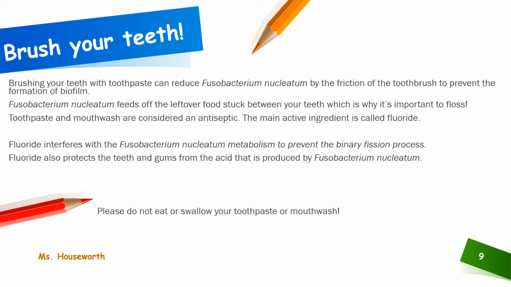Brush your teeth. Brushing your teeth with toothpaste can reduce Fusobacterium nucleatum by the friction of the toothbrush to prevent the formation of biofilm. Fusobacterium nucleatum feeds off the leftover food stuck between your teeth, which is why it is important to floss. Toothpaste and mouthwash are considered an antiseptic. The main active ingredient is called fluoride.